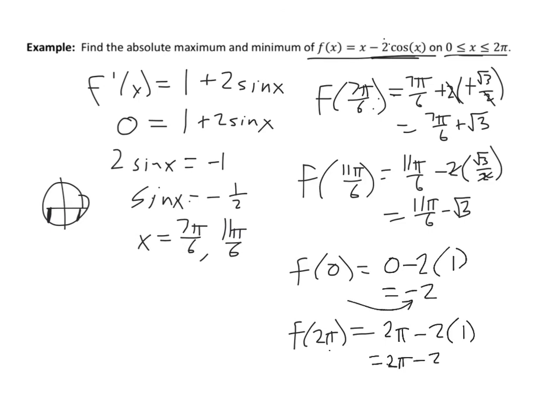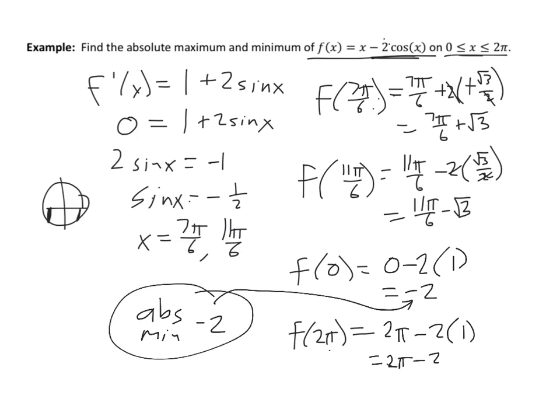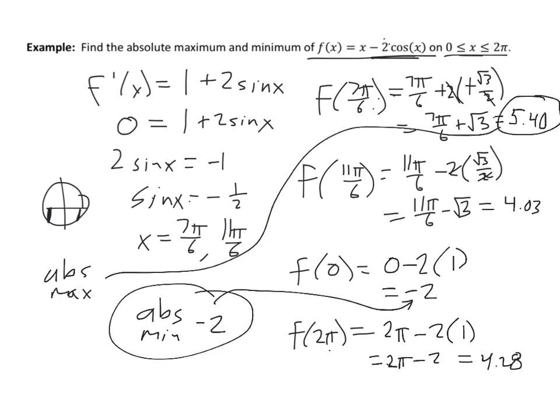This one right here is clearly the absolute minimum, right? Because it's the only one of them that's going to be negative. With these other ones, we may need to actually compute them. So using the calculator, this first one is 5.40. This one here is 4.03. And this last one is 4.28. And so my absolute maximum was this one over here. Right? So I have an absolute maximum of 5.40.